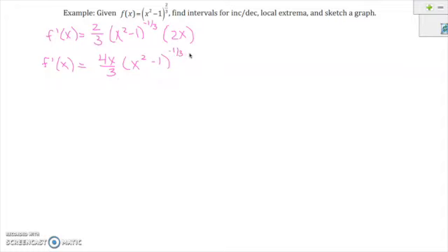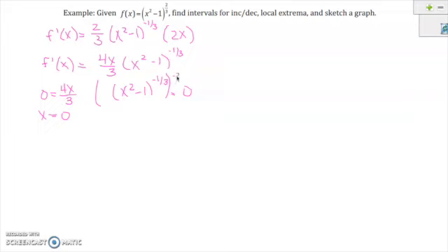Okay, so this one's what? Slightly trickier to find the critical points. So I'm going to take my two parts and set them equal to 0. So this one's easy. So x is equal to 0. That's a critical point. And then over here, it involves a little more thinking, I guess. X squared minus 1 to the -1/3 is equal to 0. So I'm going to raise everything to the +3. I'm sorry, to the -3, right?